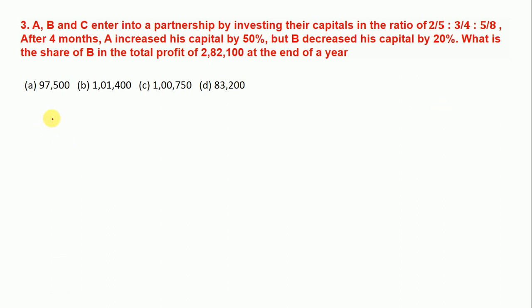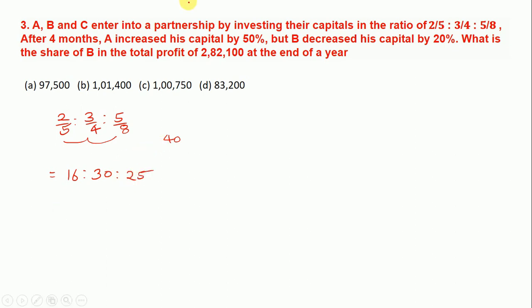So first of all, the ratio is 2/5 : 3/4 : 5/8. Take the LCM of the denominators, and the LCM will be 8 into 5, which is equal to 40. So multiply throughout by 40 to make it in proper form, and we will get the ratio as 40 divided by 5 is equal to 8, into 2 is equal to 16. It will be 30, and it will be 25.